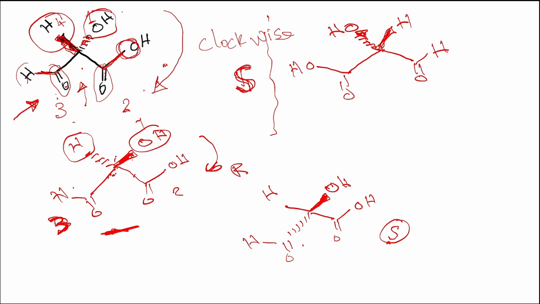So this is how to draw the R and S configuration of a compound, or if you have a chiral compound, how to draw the enantiomer of that particular compound, either by drawing the mirror image of it, simply by looking at it and drawing the mirror image, or by swapping the one at the back with a different group, or swapping the one with the lowest priority with a different one.